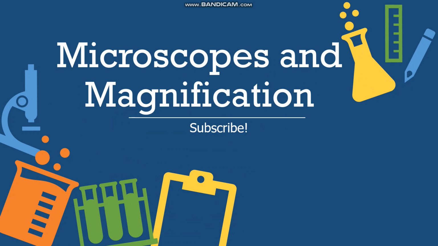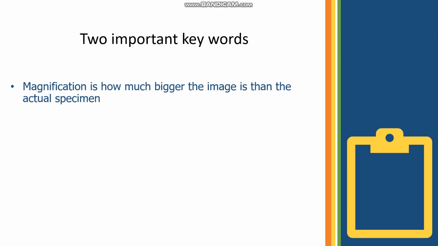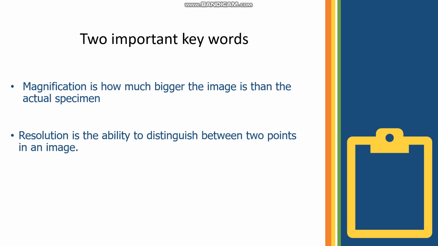So basically today we're going to be going through the topic of microscopes and magnification. So let's get started. There are two important keywords that everyone has to know for this topic: what magnification is and resolution. Magnification is how much bigger the image is than the actual specimen, and resolution is the ability to distinguish between 2 points in an image.